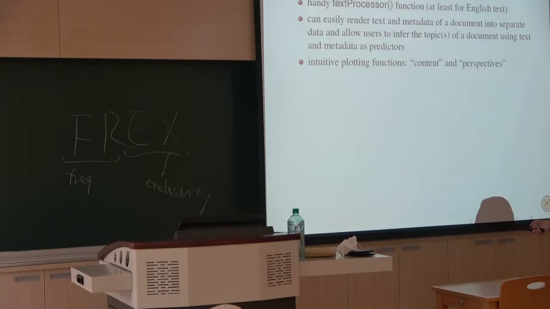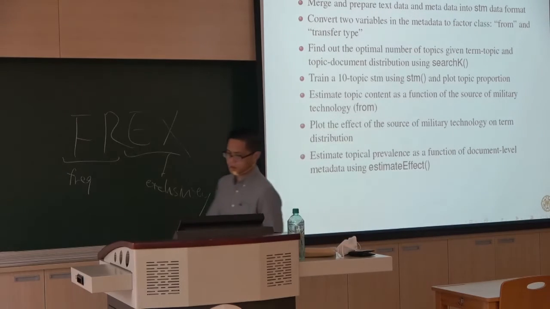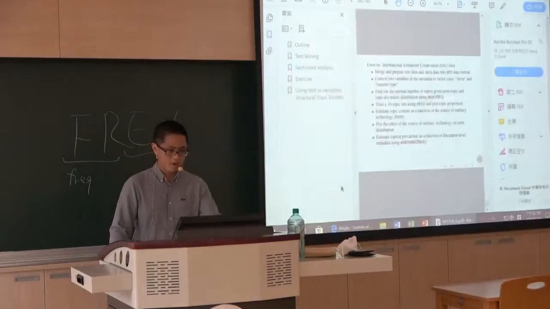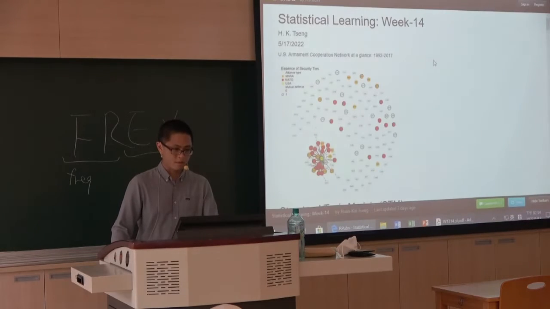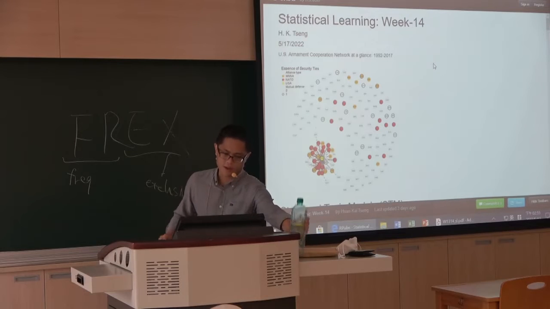And for visualization, you are provided some very intuitive plotting functions, like plotting out the content of the topic, and also how the topic and words are distributed across the documents. In the perspective plot, perspective means that with respect to the topic, it tries to show the distribution of terms in the topic. So here we will do an exercise on this. So we will switch to our R for some exercise.